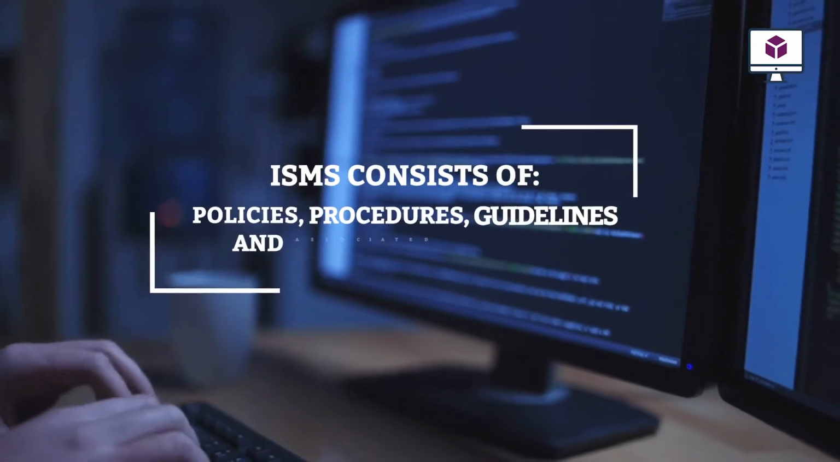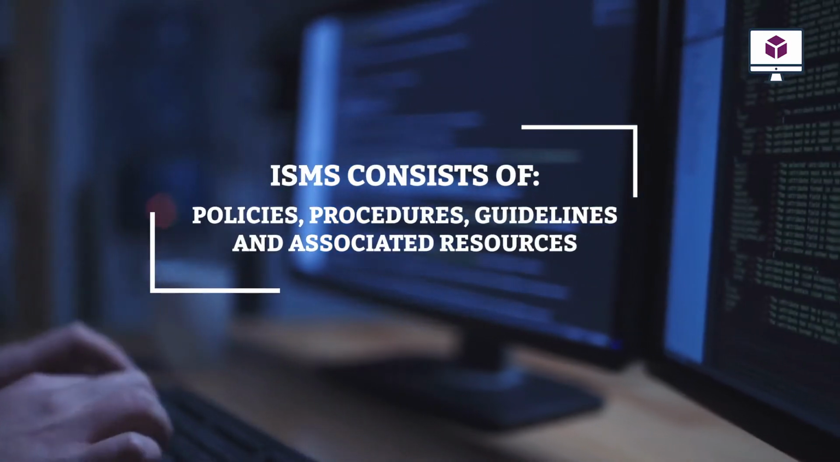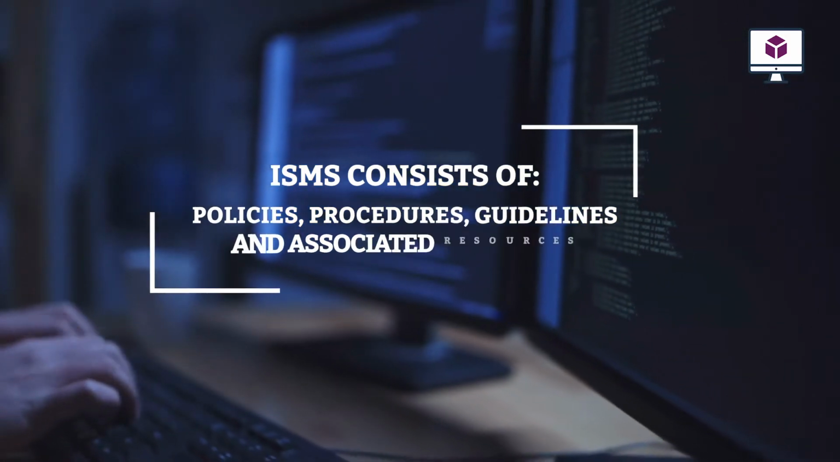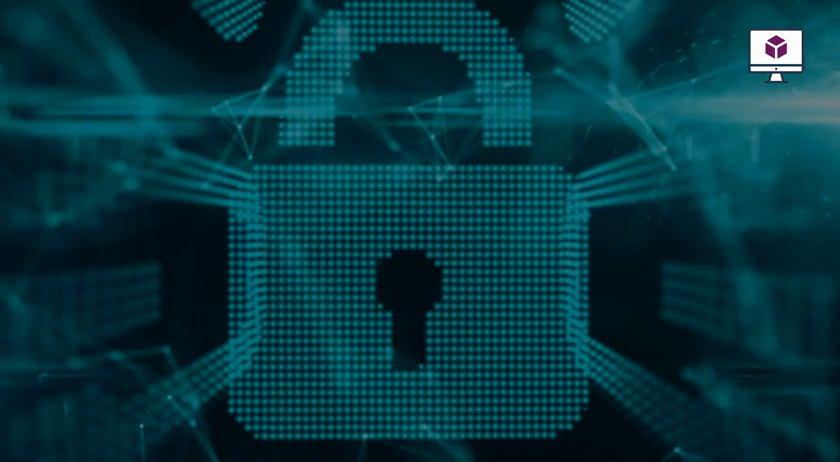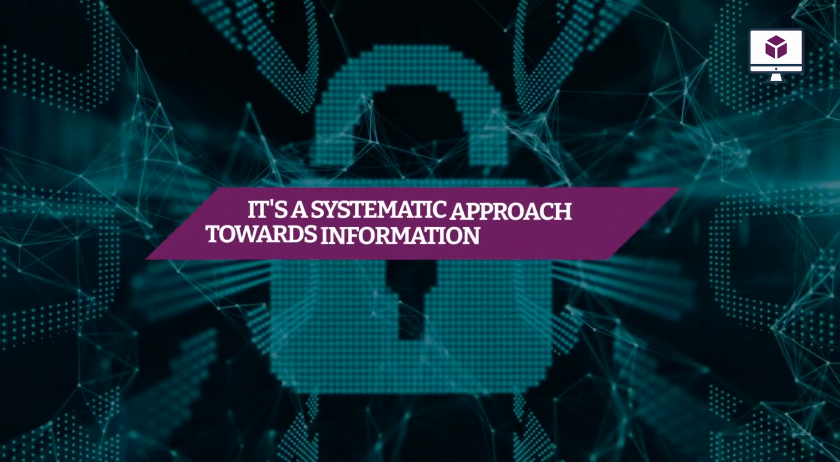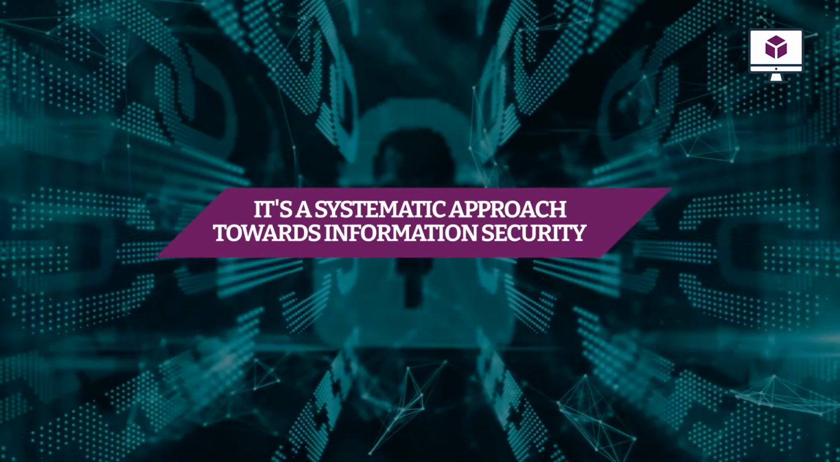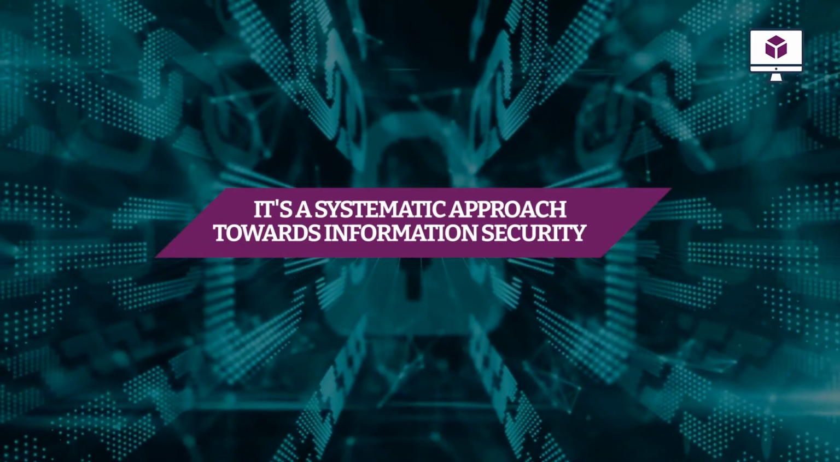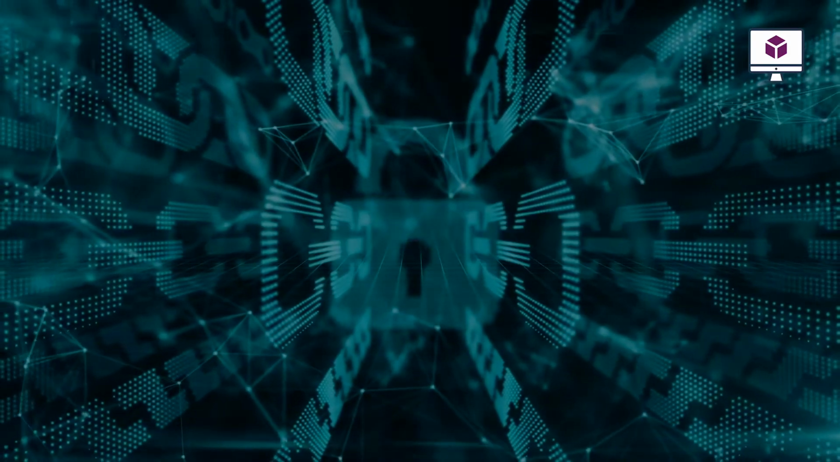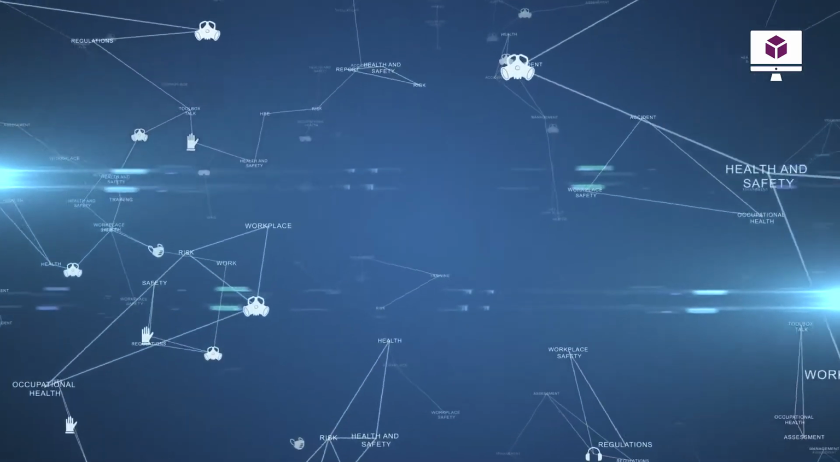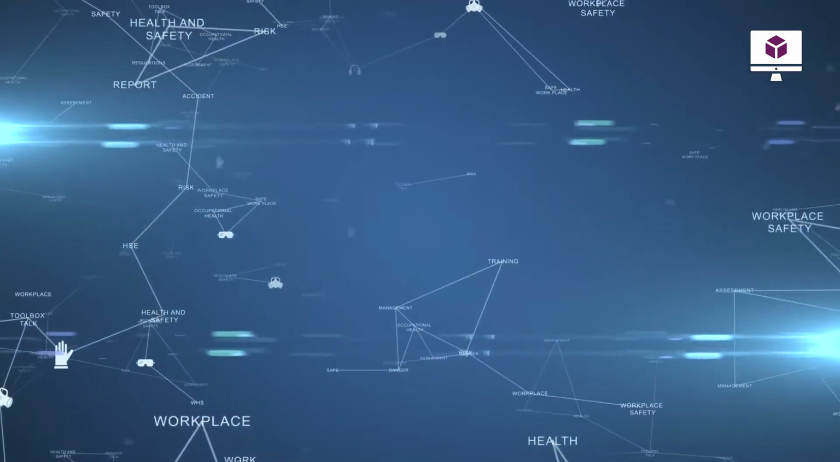An information security management system, ISMS, consists of the policies, procedures, guidelines, and associated resources and activities which an organization manages in order to protect its information assets. It is a systematic approach for establishing, implementing, operating, monitoring, reviewing, maintaining, and improving an organization's information security to achieve business objectives. It is based on a risk assessment and the organization's risk acceptance levels.